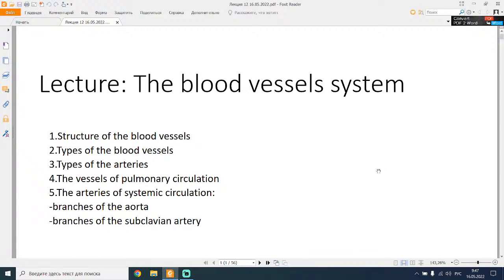Today, the topic of the lecture is the blood vessel system. Next question: the structure of the blood vessels, types of blood vessels, types of arteries, the vessels of pulmonary circulation, the arteries of systemic circulation, branches of the aorta and branches of the subclavian artery.